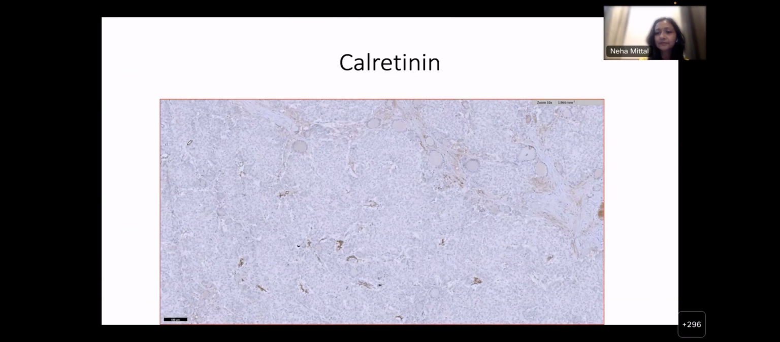Calretinine is a, what type of staining do you expect? Cytoplasmic. Nuclear and cytoplasmic. Excellent. It will be both, and you neither see nuclear nor cytoplasmic staining here. Right? So then this tumor is calretinine negative. And I can tell you that it was negative for CD99. It was negative for inhibin, and I don't have FOXL2.